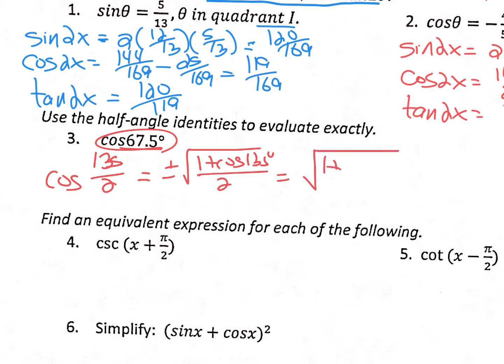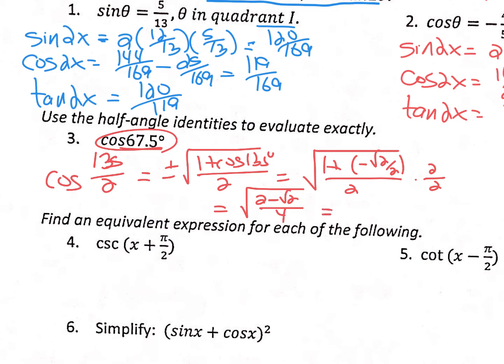Also, cosine 135, everybody knows that's negative square root of 2 over 2 because it's 45 degrees away from 180 in quadrant 2. Now, we got to simplify that. Remember how we did that? We multiplied the whole top and the whole bottom by 2. When you do that, you get 2 minus the square root of 2 in your numerator. The denominator is just 4.